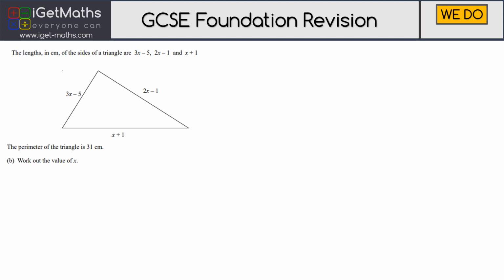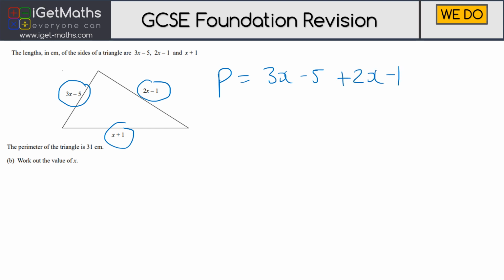So remember, for perimeter you add the sides up. So that's what we're going to do. We've got perimeter equals 3x minus 5 plus 2x minus 1 plus x plus 1. And then we're going to collect like terms. So we're going to circle the x's with the symbol to the left.